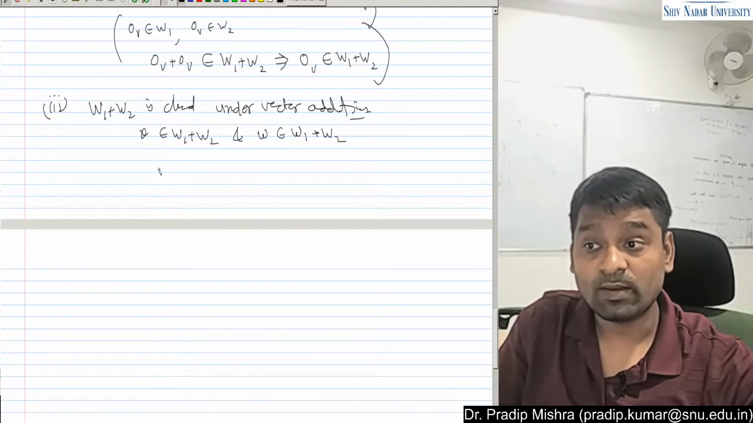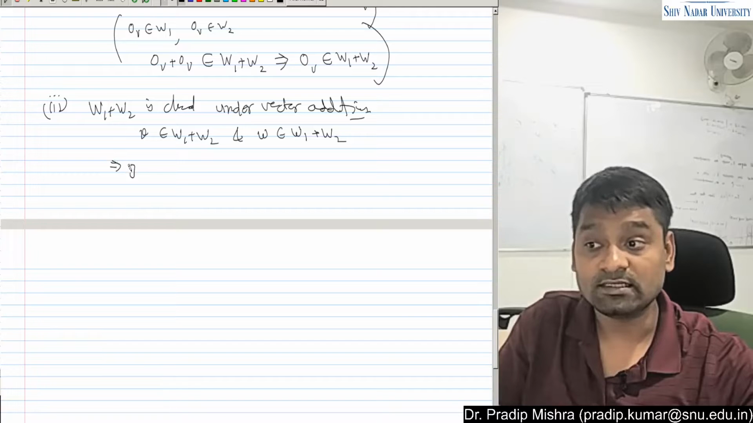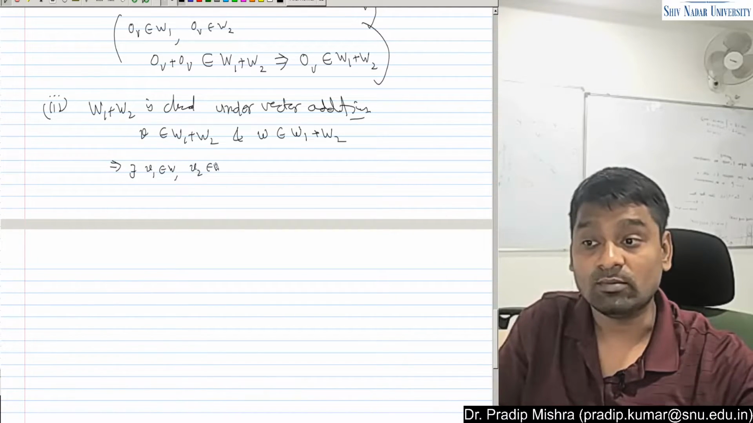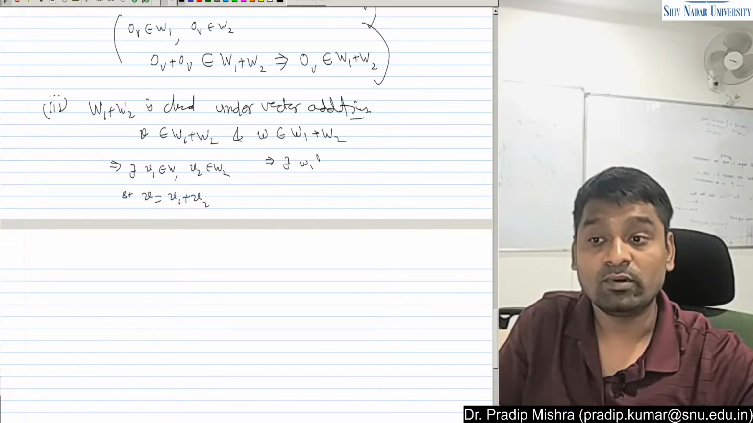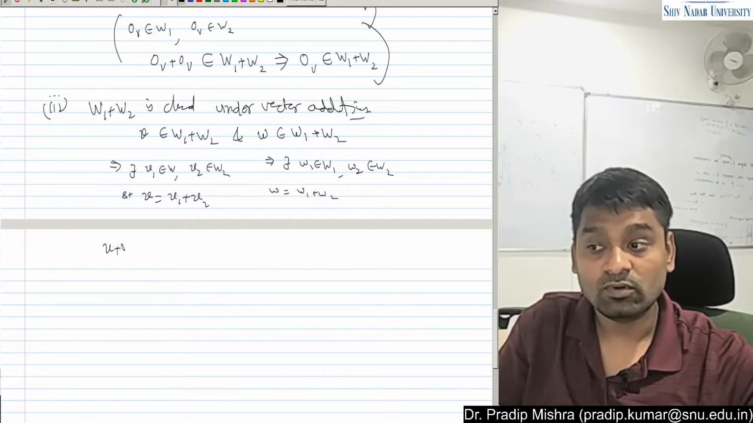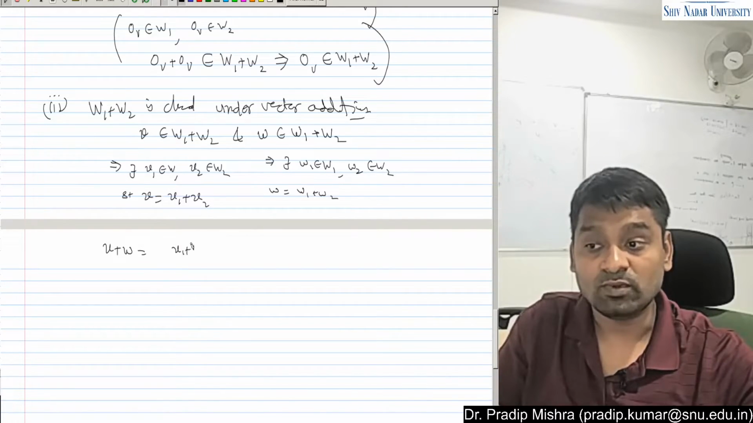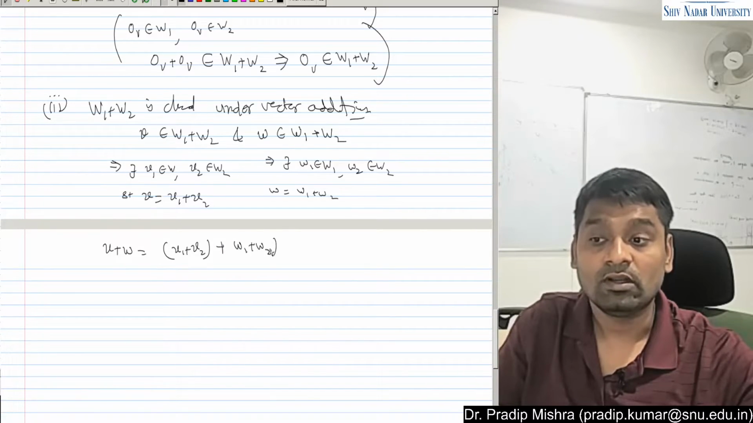Since v belongs to W1 plus W2, this implies that there exist some v1 belonging to W1 and v2 belonging to W2 such that v equals v1 plus v2. And similarly, since w belongs to W1 plus W2, there exist some w1 belonging to W1 and w2 belonging to W2 such that w equals w1 plus w2. And what is v plus w? v plus w is v1 plus v2 plus w1 plus w2.